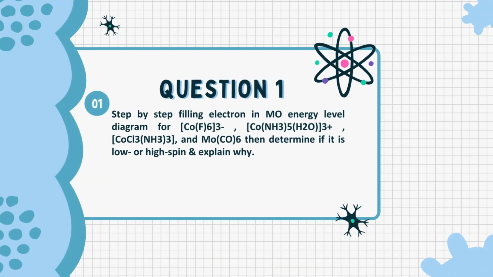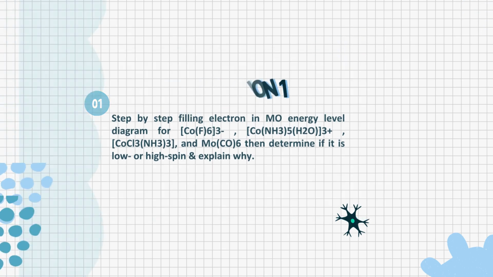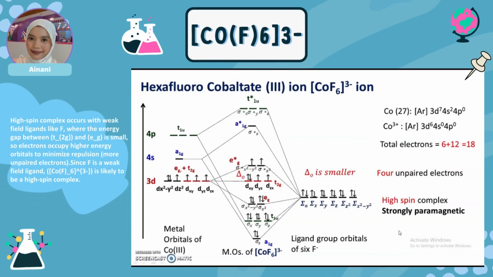Here, question number 1. For the hexafluorocobaltate(III) ion, the first step to fill the electrons in the molecular orbital energy levels is by determining the electron configuration of the metal ion and ligands.